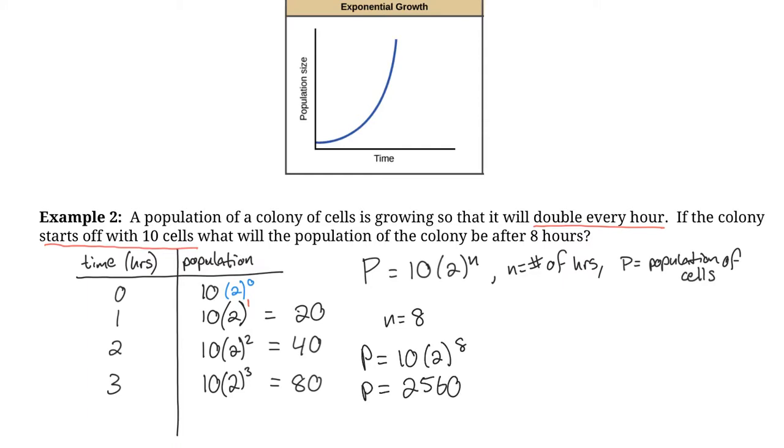And when we plug that into our equation, we'll get that P is equal to 2,560. So we need to include a final statement. So there will be 2,560 cells in 8 hours. And we're done.